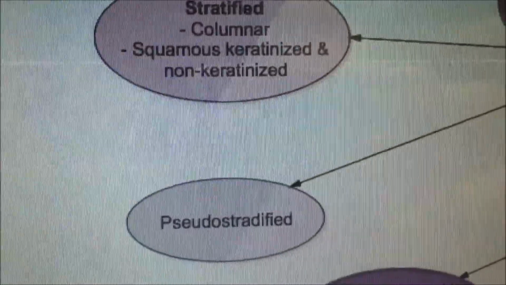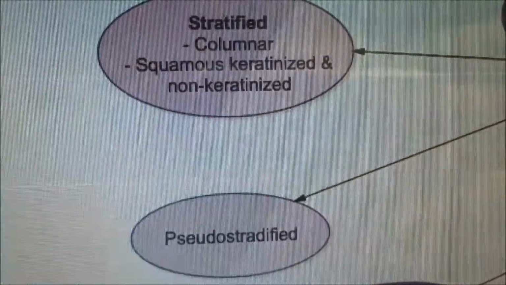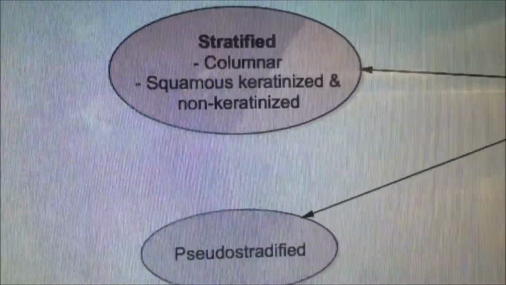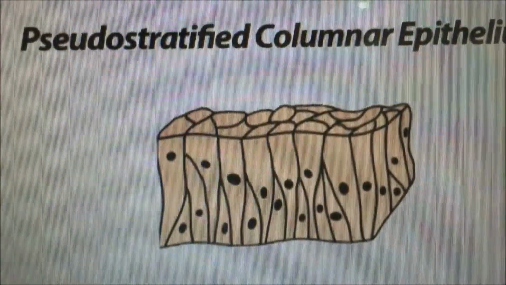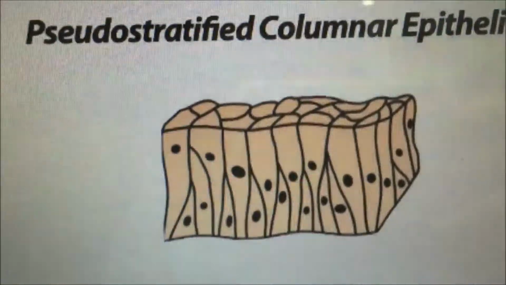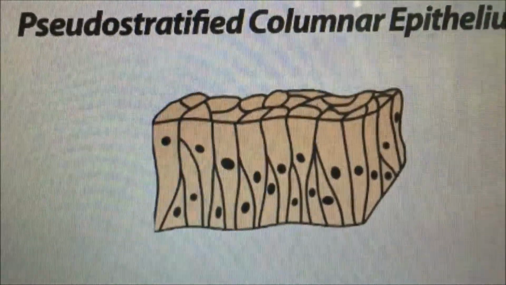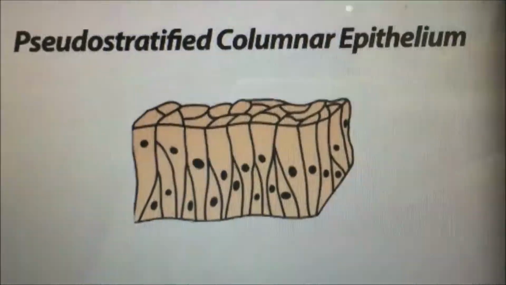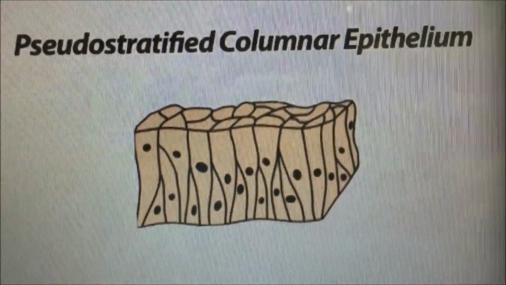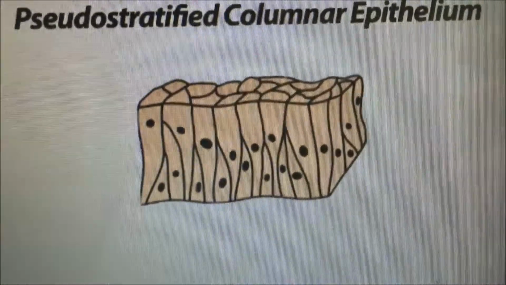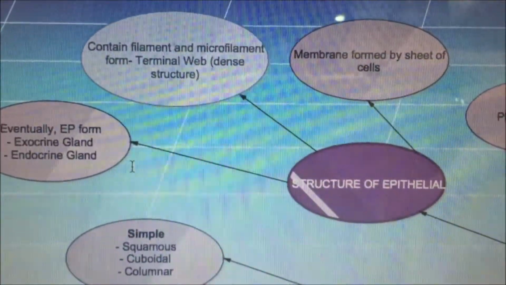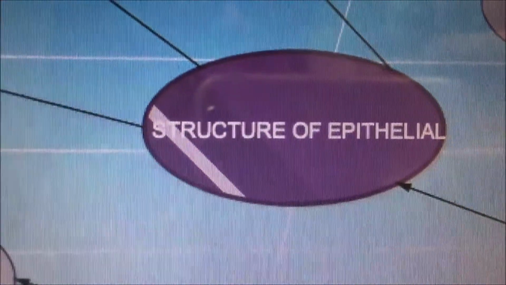Last but not least is the pseudostratified epithelia, in which there are two or more rows of nuclei, giving the false appearance of a stratified epithelium. But because each cell rests on the basement membrane, this is really a single layer of cells. Next, moving on to the structure of epithelia.